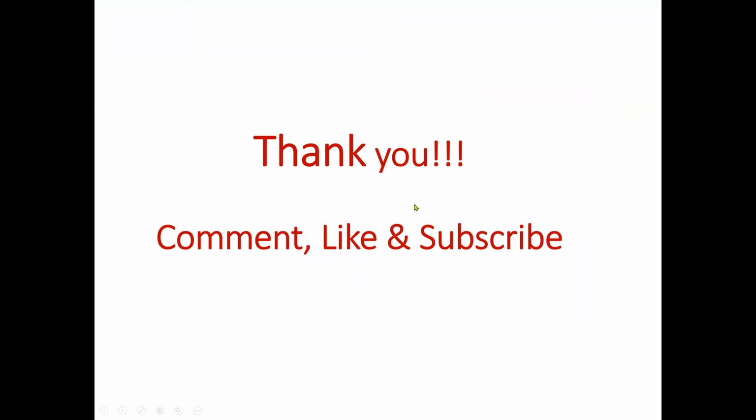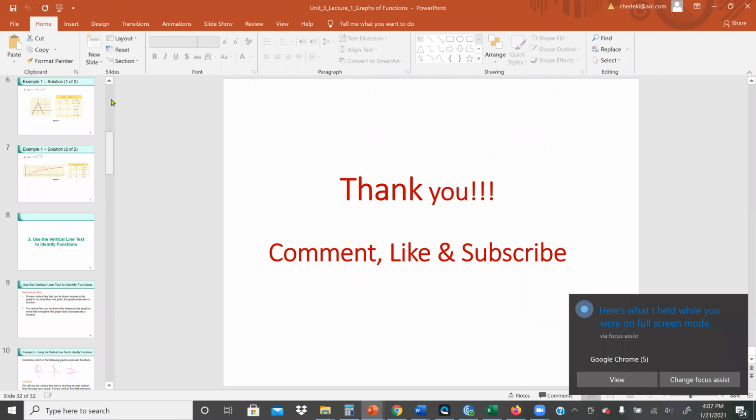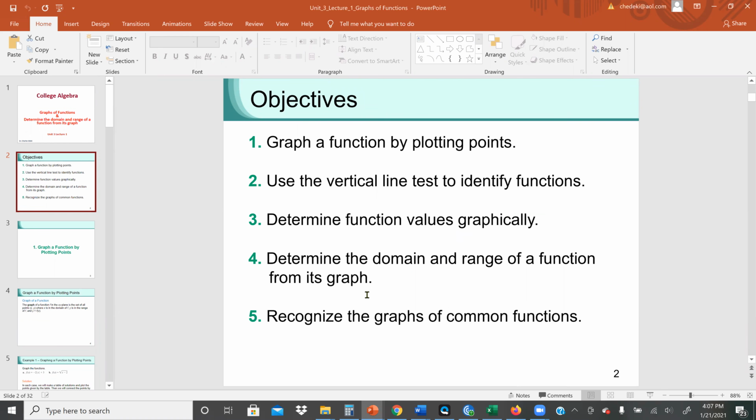So this will be the conclusion of our lectures. Again, in these lectures, we went through the concept of how to graph a function, and also how to use the vertical line test for a function. Using the vertical line test means first you have a function, you plot the graph of the function, then you draw a vertical line across it. If at any position the vertical line touches the function only once, or the intersection is only once, then it's a function. If it's more than once, then it's not a function.